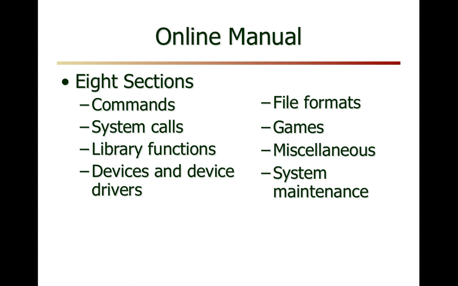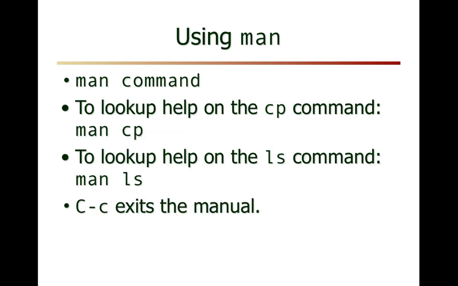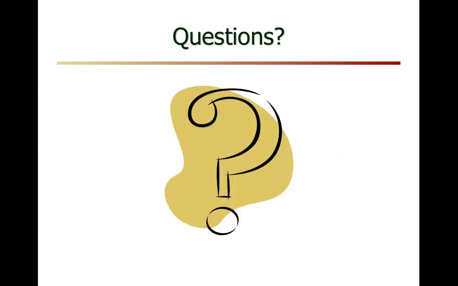So, eight sections in the online manual, if I hadn't mentioned it before. A kind of review to clean up some of the things I showed you earlier. Commands, system calls are also in the man pages. File formats, games are in the man pages too. Miscellaneous system maintenance, drivers, devices, stuff like that. When using the man command, we type in the word man, add a space, and then the command we're trying to get something for. And Control C will break us out of there.